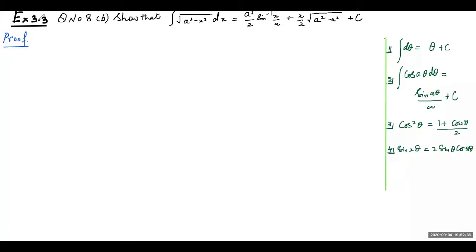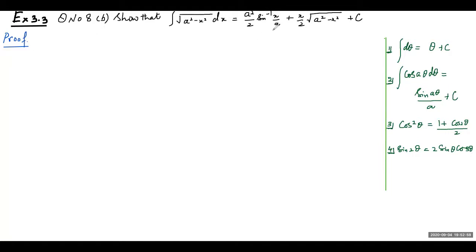Bismillahirrahmanirrahim. Exercise 3.3, question number 8, part B. We have to show that the integral of square root of a square minus x square dx equals a square by 2 sine inverse x by a plus x by 2 square root of a square minus x square plus a constant of integration.